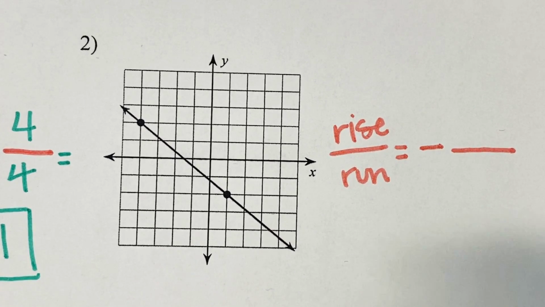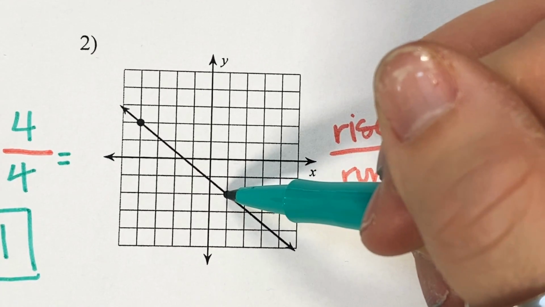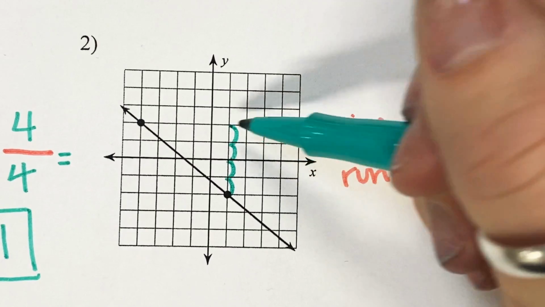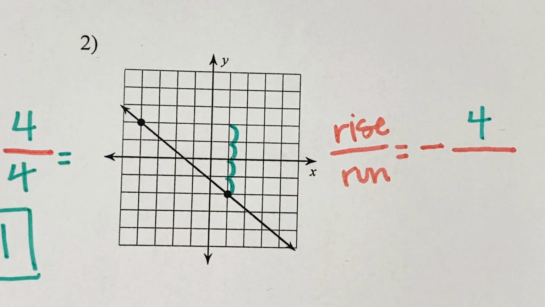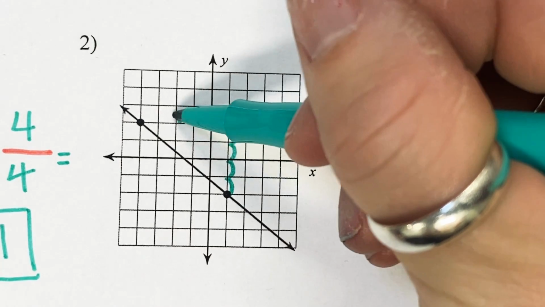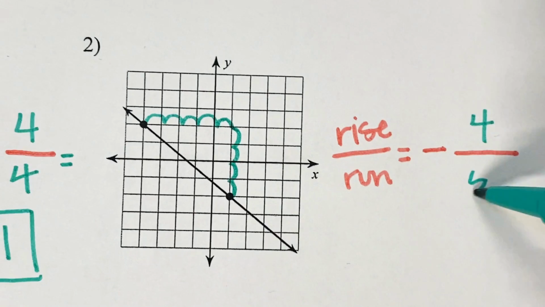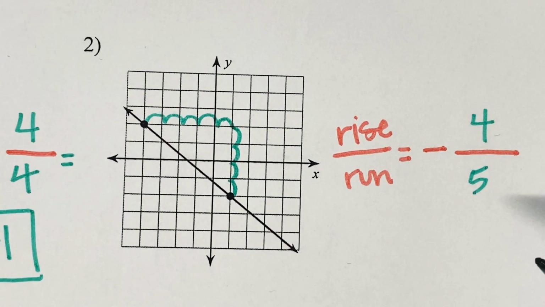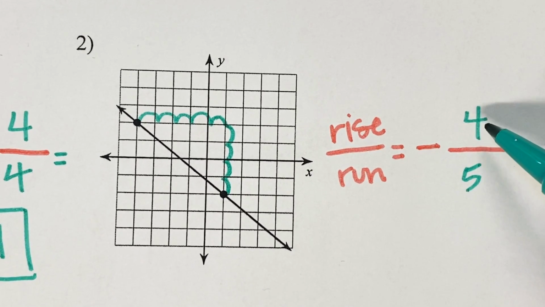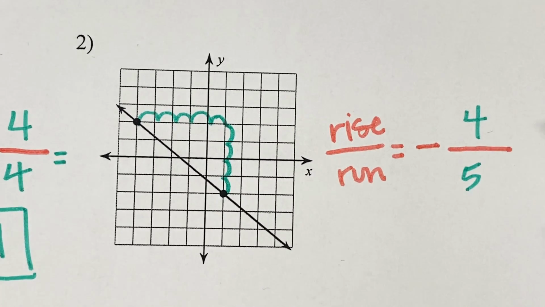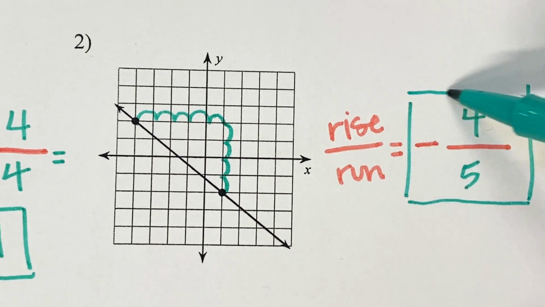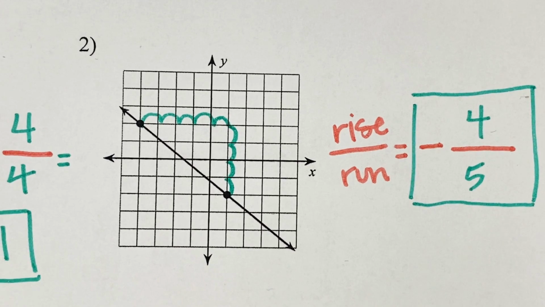Okay, so let's go ahead and from our bottom point, we're going to rise before we run. So let's rise 1, 2, 3, 4. Okay, so we rose 4. And now we're going to run 1, 2, 3, 4, 5. Okay, so our slope is negative 4 over 5. Can we reduce this anymore? Or is there a number besides 1 that goes into 4 and 5? No, so we don't have to reduce it. So our answer is just negative 4 over 5.